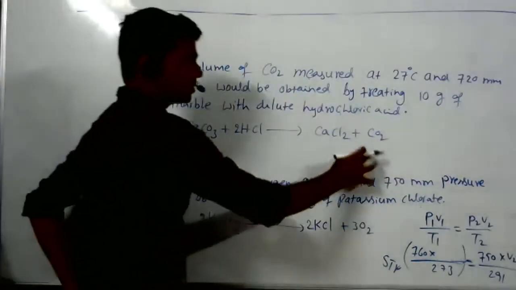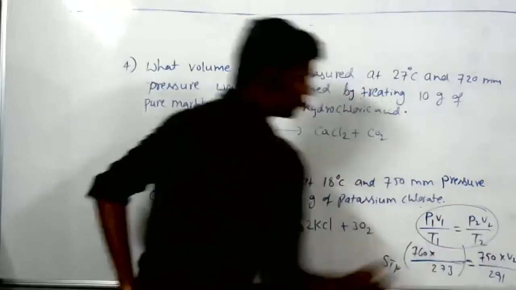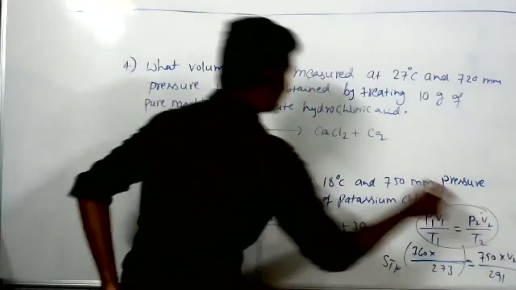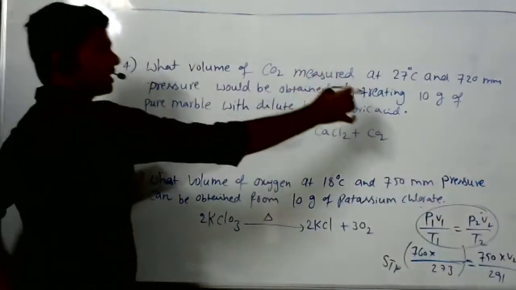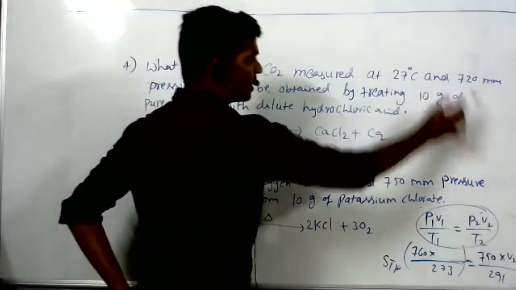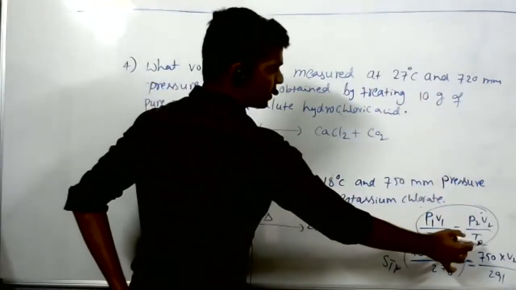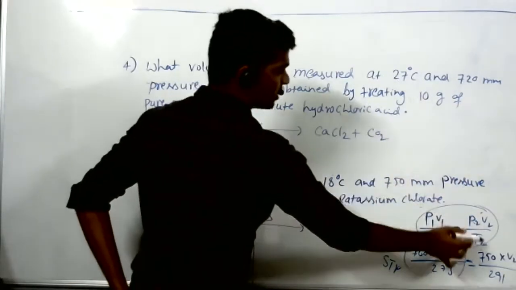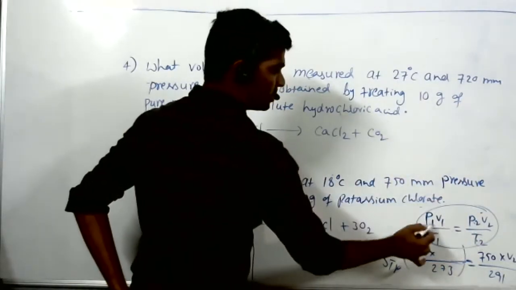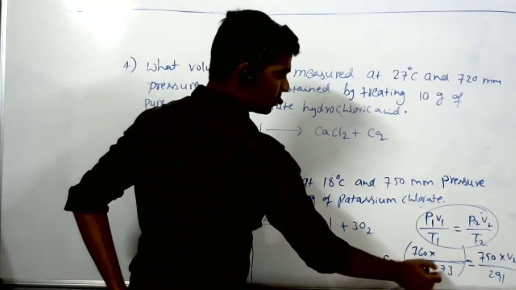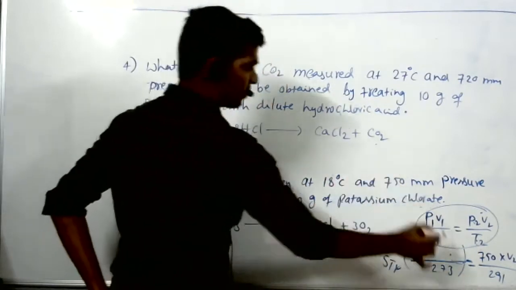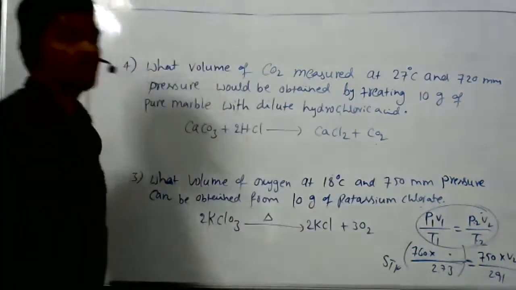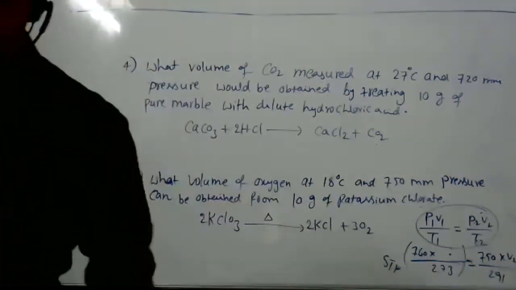Calculate how much volume of carbon dioxide is obtained, then substitute in these formulas. You will again have to calculate V2, same. Now the conditions are different, 27 degrees centigrade and 720 atmospheric pressure. Here 720, temperature is 300 Kelvin. The standard values won't change: 760, 273. Here write how much volume of carbon dioxide is obtained.